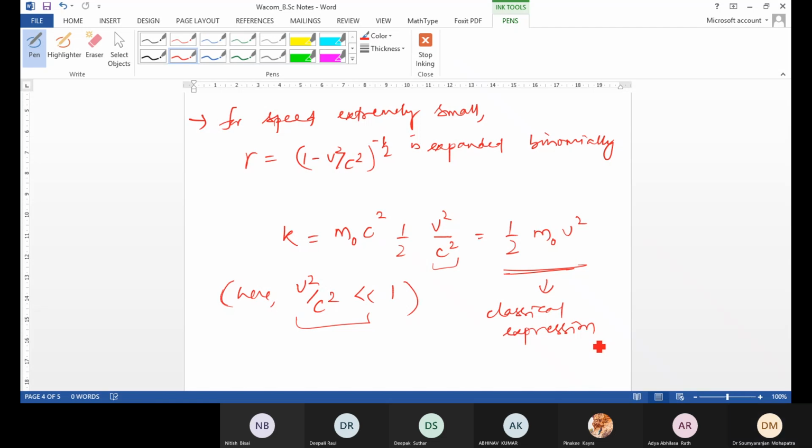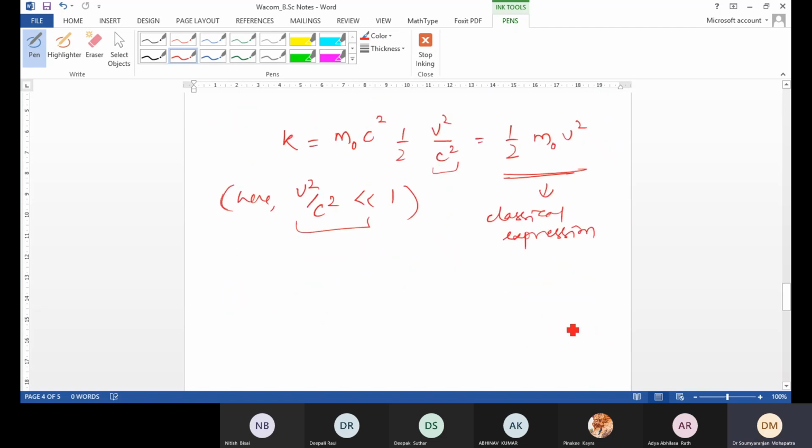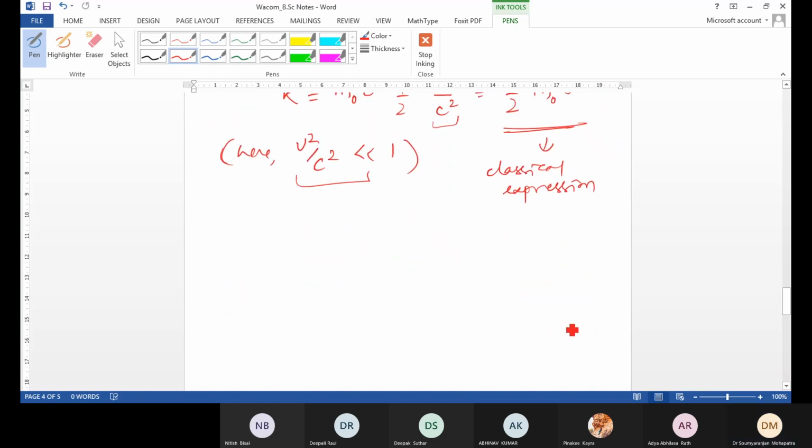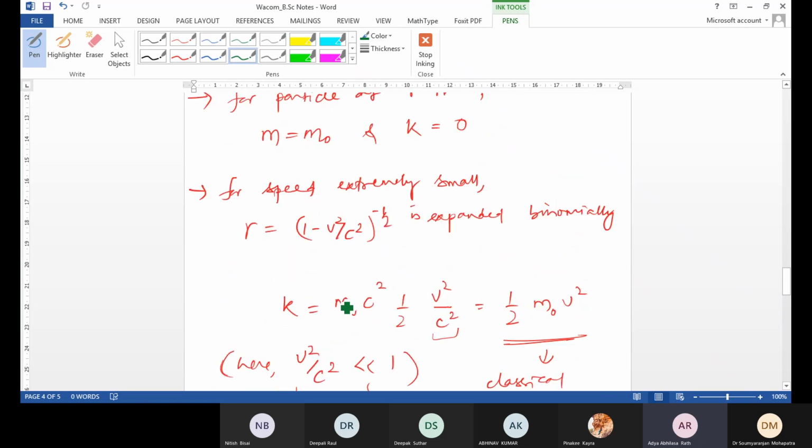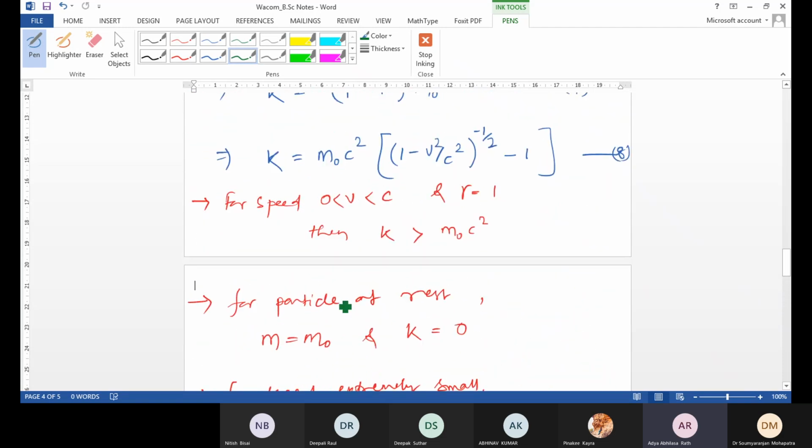Okay, so from this expression we will proceed to the total energy. Sir, like we have that momentum term also, so can we find it by using the relation between kinetic energy and linear momentum? Kinetic energy is equal to p square by 2m. You can use it. Okay, sir.